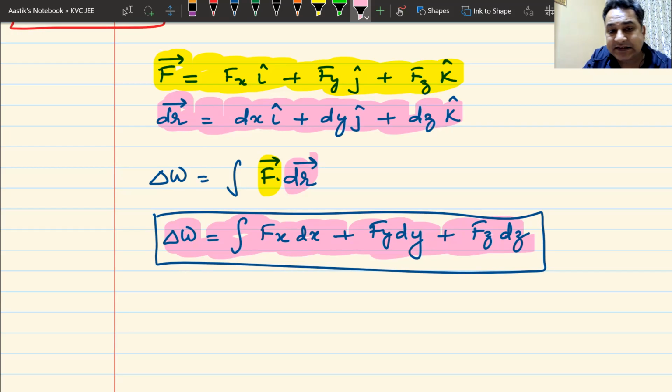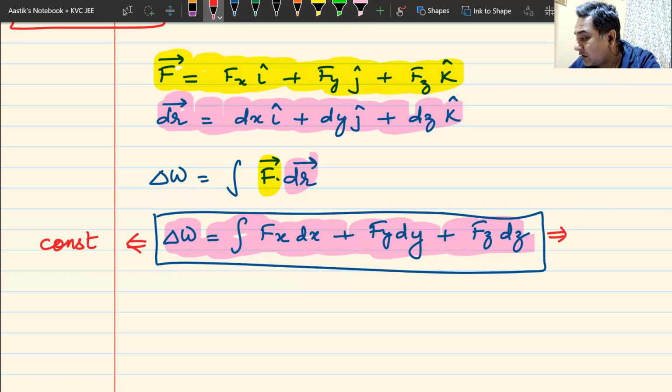Okay, so this is what you get in the integral part: fx dx plus fy dy plus fz dz. That is what we are looking at now. This integral is valid even if the force is constant. It is valid for a constant force. It is also valid for a variable force. So you don't have to worry about constant or variable force. If the force is constant, you can obviously use the first one that we have already done. If the force is variable, you can always switch on to this one.